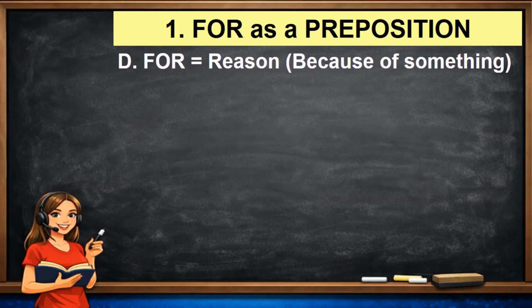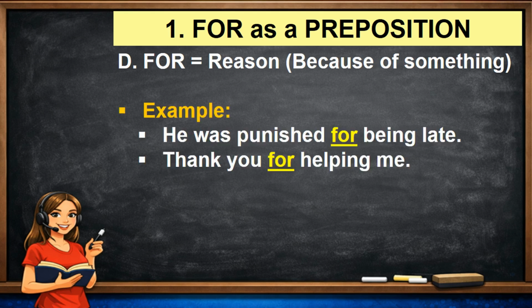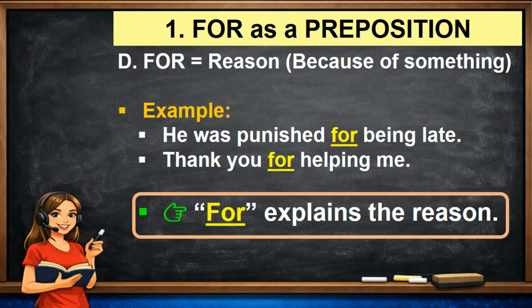Now, D, for as a reason, or because of something. Example, he was punished for being late. Thank you for helping me. You see, for in these two sentences functions to explain the reason. Wow, one word, so many meanings already.